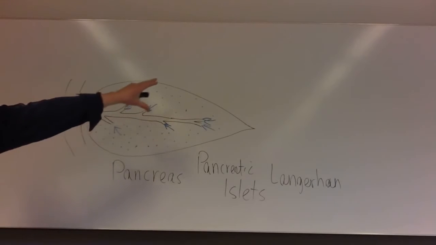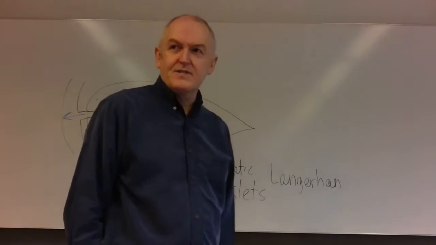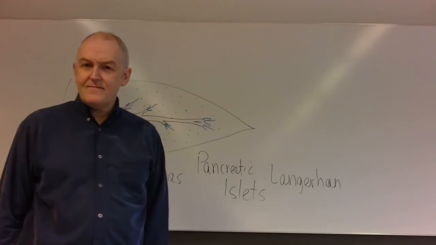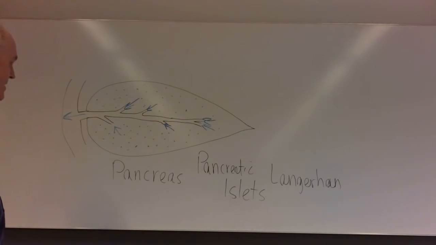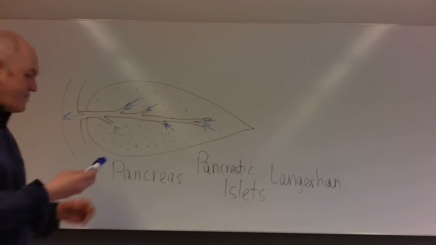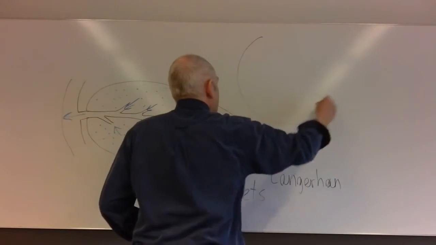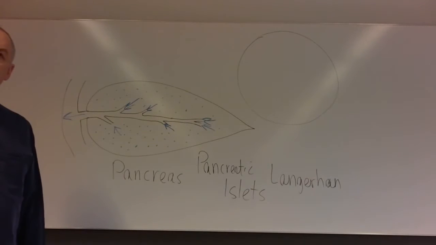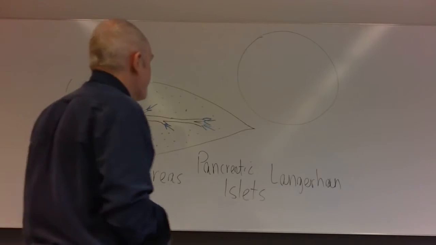Now, there's about 1.5 million of these little islets in your pancreas. About 1.5 million of them. So there's loads of these things, but they're very small. Pancreatic islets. And if we look at one of the islets magnified a bit, so imagine that's a pancreatic islet, then we find that there's two main types of cells in pancreatic islets.